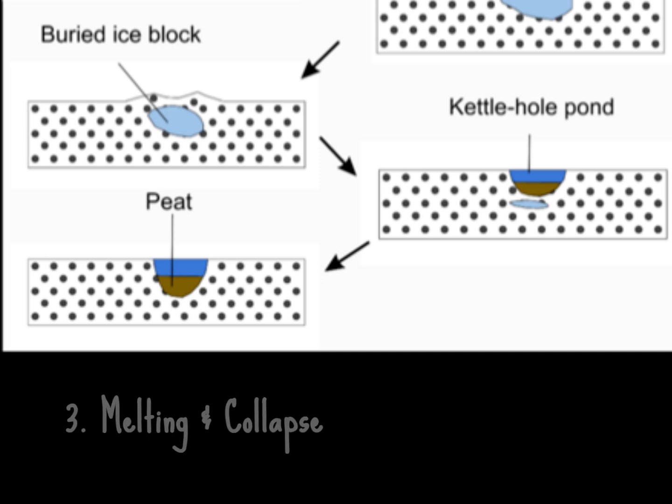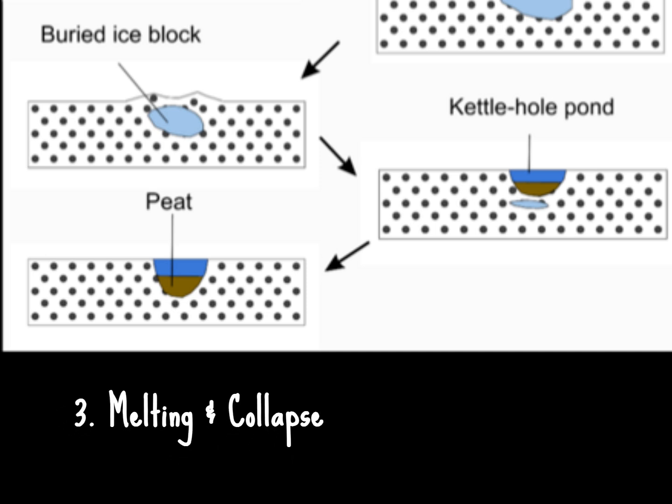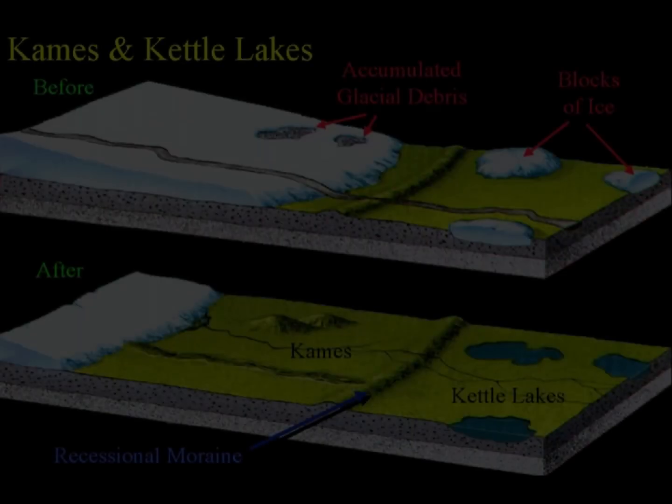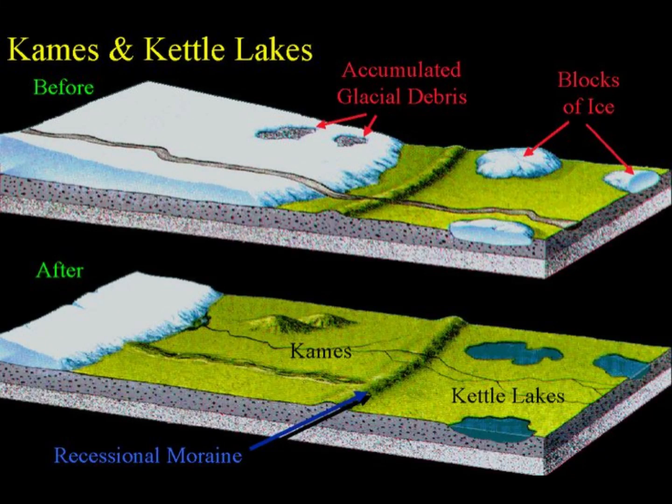Finally, we have melting and collapse. Because the ice is buried, it melts very slowly, perhaps over hundreds or even thousands of years. When the ice finally melts completely, the overlying sediment collapses into the empty space, leaving a depression, the kettle hole. This depression then fills with groundwater, precipitation, or surface runoff, becoming a kettle lake.